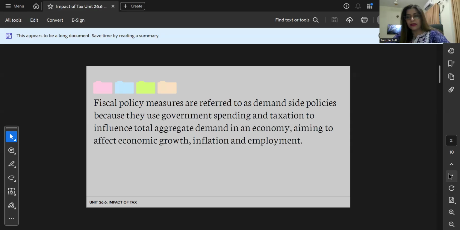Today, to understand this topic, we are not going to talk broadly about different types of taxes, whereas we are going to stick more towards the fiscal policy measures, which are also referred to as the demand side policies in your IGCSE syllabus, because they use government spending and taxation to influence the aggregate demand in an economy, aiming to affect economic growth, inflation, and employment.